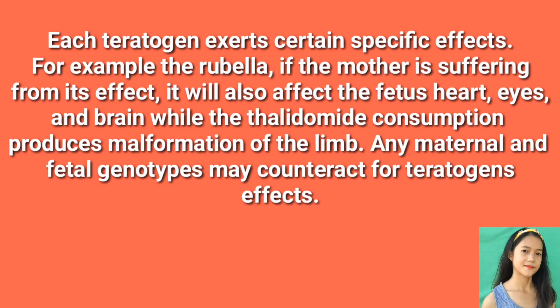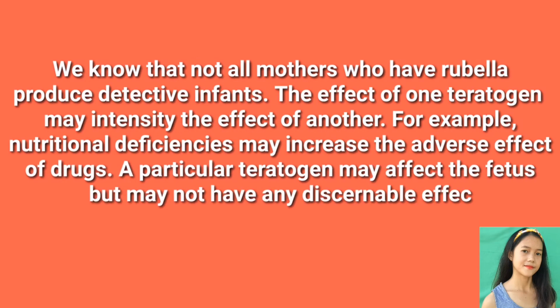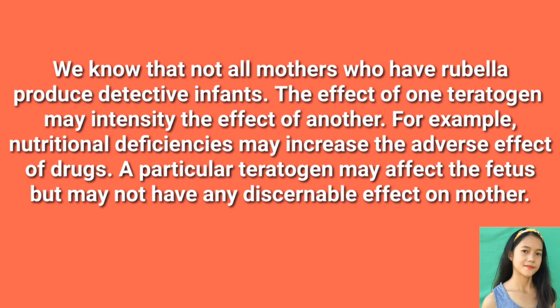Each teratogen exerts certain specific effects. For example, rubella: if the mother is suffering from its effect, it will also affect the fetus' heart, eyes, and brain. While thalidomide consumption produces malformation of the limbs. Maternal and fetal genotypes may counteract teratogen effects, because we know that not all mothers who have rubella produce defective infants. The effect of one teratogen may intensify the effect of another. For example, nutritional deficiencies may increase the adverse effect of drugs.